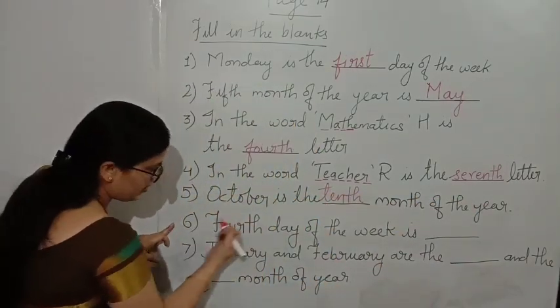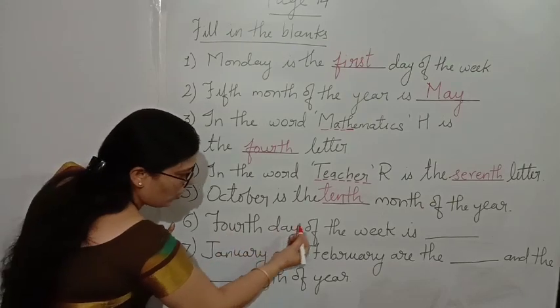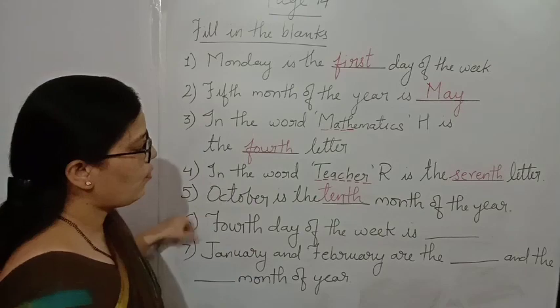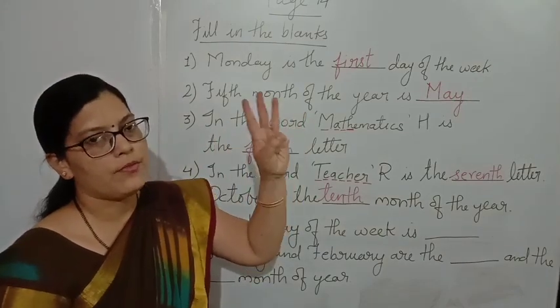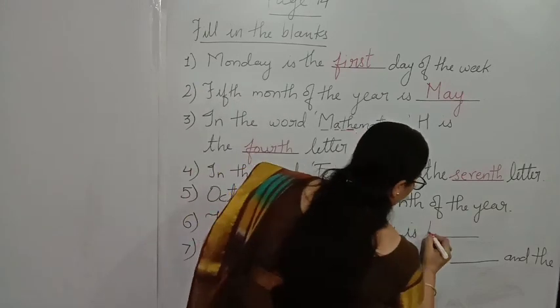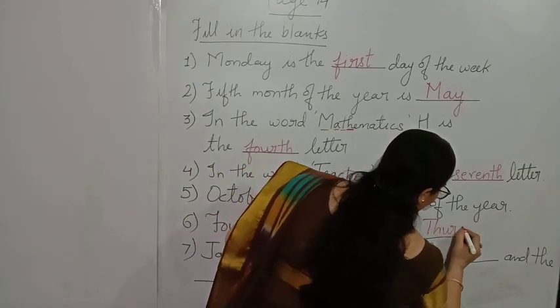Now the sixth one is: fourth day of the week is. Monday, Tuesday, Wednesday, and fourth is Thursday. So here we'll write Thursday.